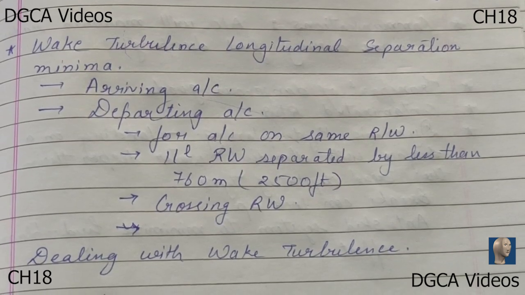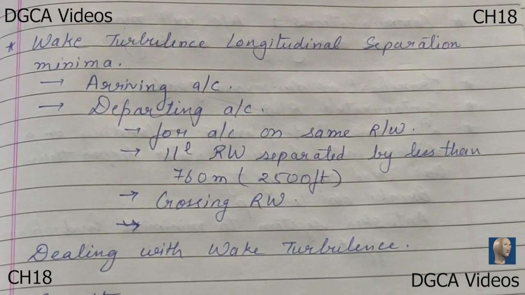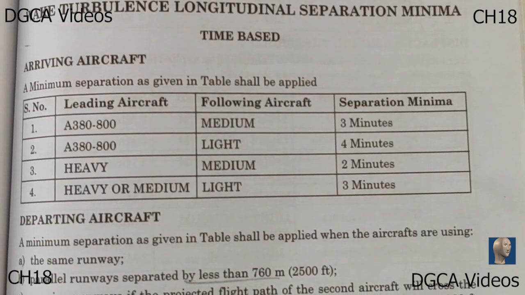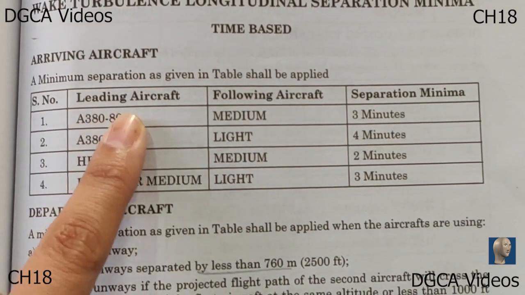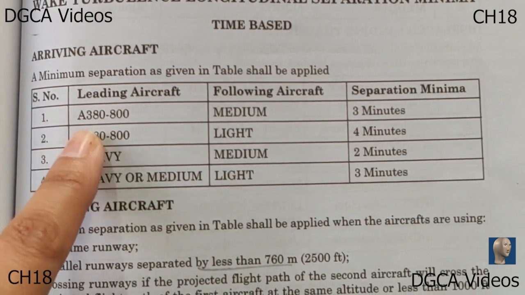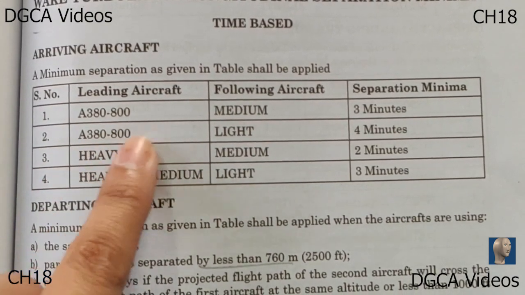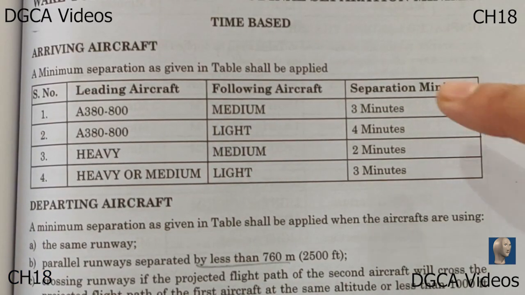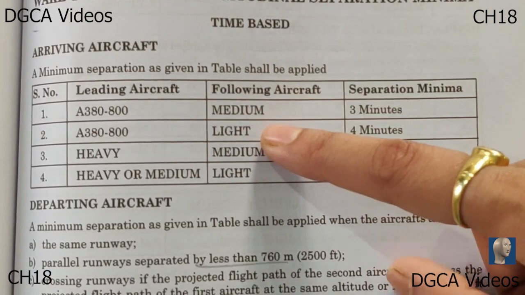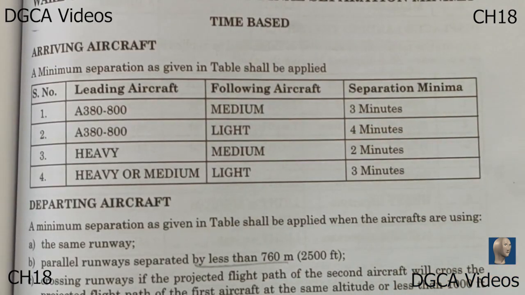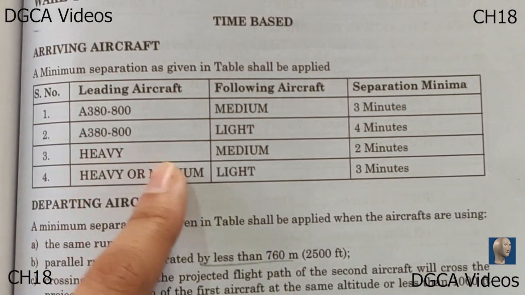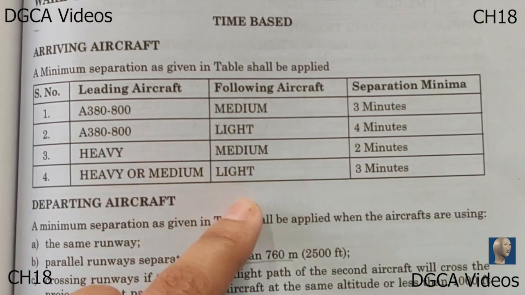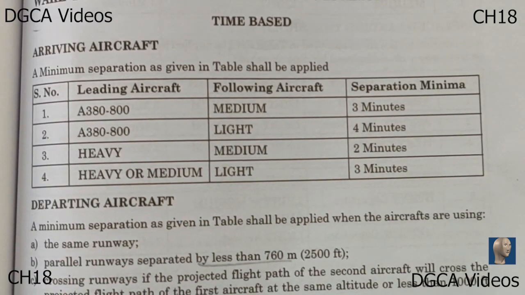Next comes the wake turbulence longitudinal separation minima, arriving aircraft, departing aircraft. We'll see it all in the table. So let's go. So you can look at this table. The leading aircraft is Airbus A380-800, and the following aircraft is medium. In that case, the separation maintained should be 3 minutes. And if the following aircraft is light, then 4 minute separation. Heavy is the leading aircraft, and medium is the following, then 2 minute separation. Heavy leading and light following, then 3 minute separation.